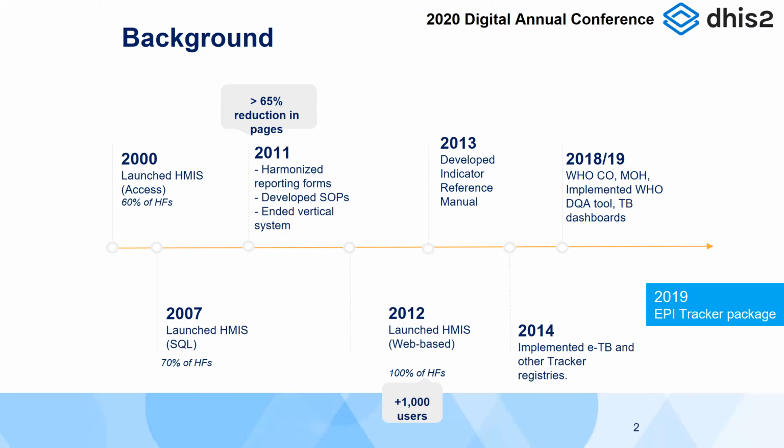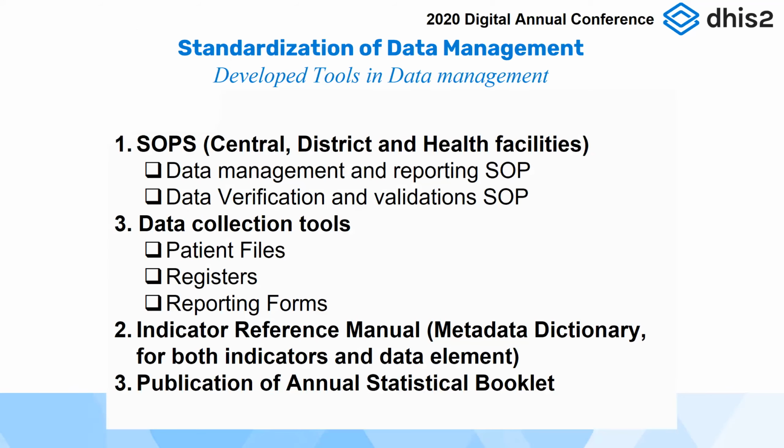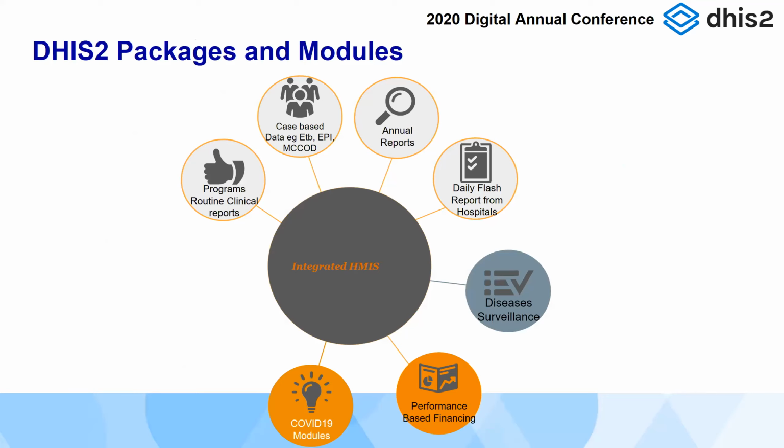Then in 2014, we implemented the ETB, which was the first case-based system to be implemented in Rwanda. Then we continued in 2018 and 2019, where we've been working with WHO to implement the data quality tools, and then the AP tracker. So these are the standardized documents that we developed in data management. We have SOPs, we have data collection tools, we have an indicator reference manual. Then these are the packages that we already have in place now.